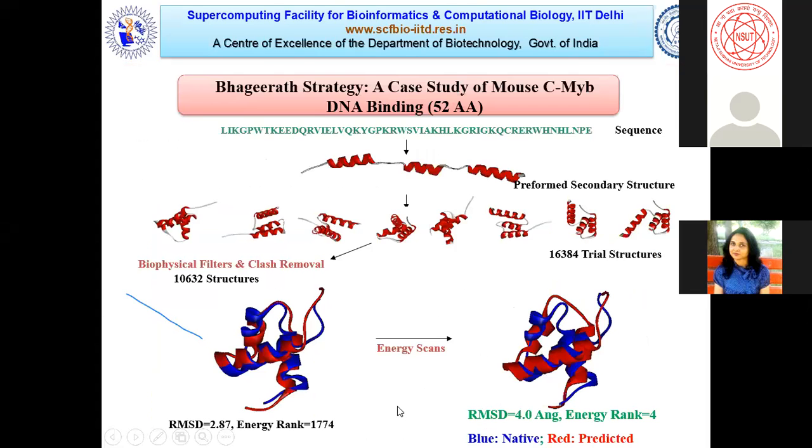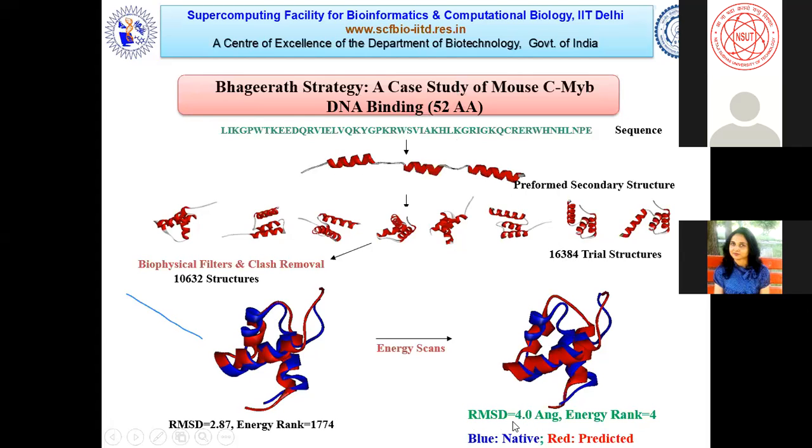So this is how it looks. Here is a sequence. You preform the secondary structures, you bend them every which way. Here are the loop regions, and then you have several trial structures. In this case, you have 16,000. Then you calculate the energies and you superpose. How good are you? Here, the blue is the native, meaning the X-ray structure, and red is the predicted computational structure. This gives us confidence that you can get a structure within this RMSD, root mean square deviation, of 4 angstrom.